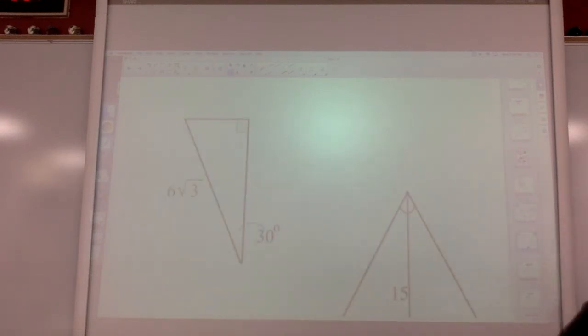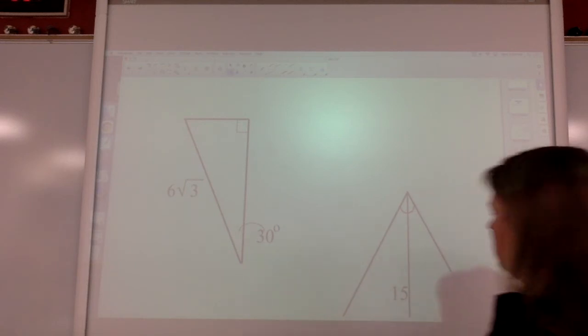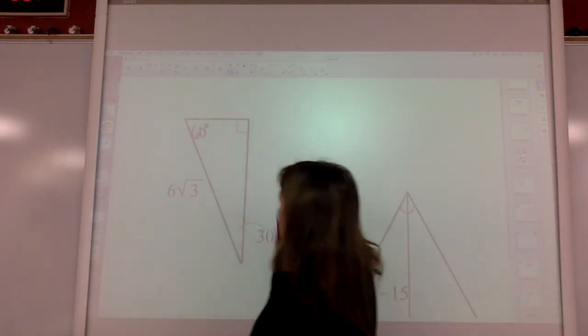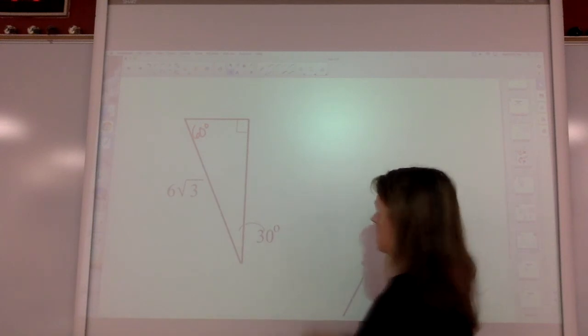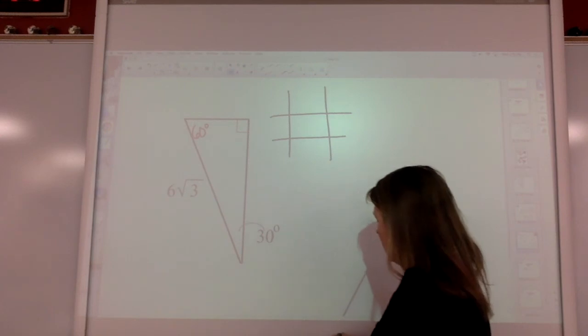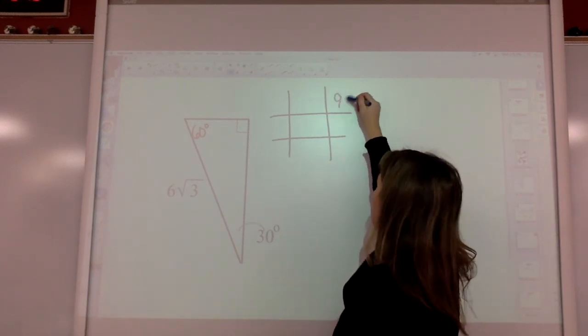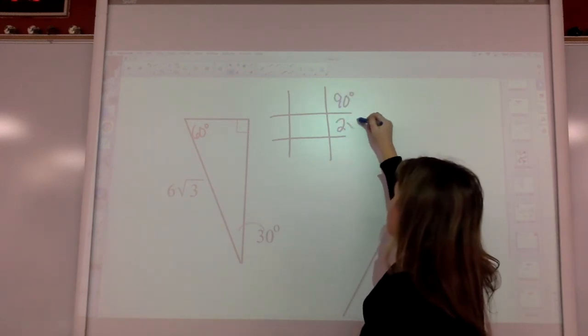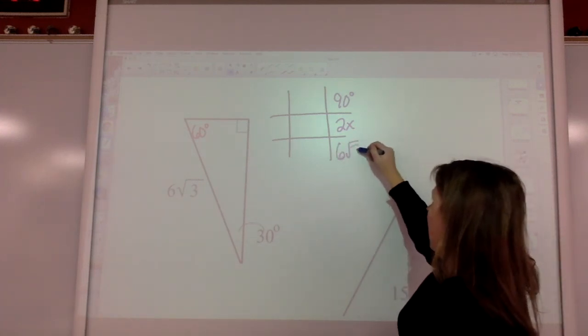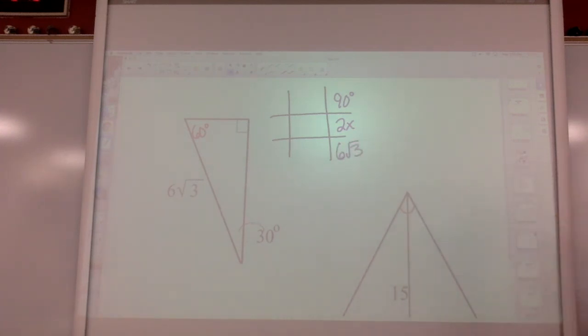6 square root of 3. That's across from the 90 side. We don't know the short side at 30 degrees. We don't know the medium side across from the 60 degrees. Fill it out. We know the side across from the 90-degree angle. We know it's supposed to be twice as big as x. We know that it actually is 6 square root of 3.